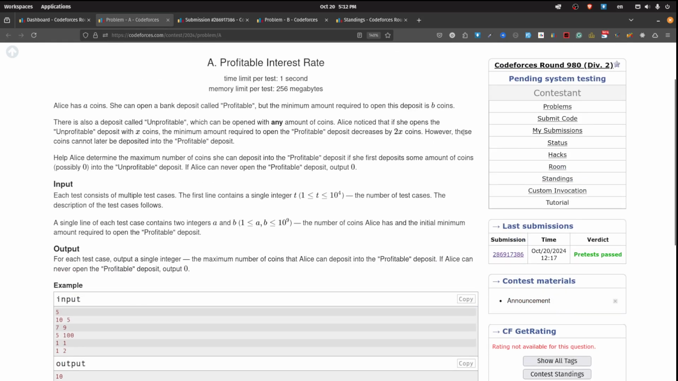However, these coins cannot later be deposited into the profitable deposit. So help Alice determine the maximum number of coins she can deposit into the profitable deposit if she first deposits some amount of coins, possibly zero, into the unprofitable deposit. If Alice can never open the profitable deposit, just print out zero.